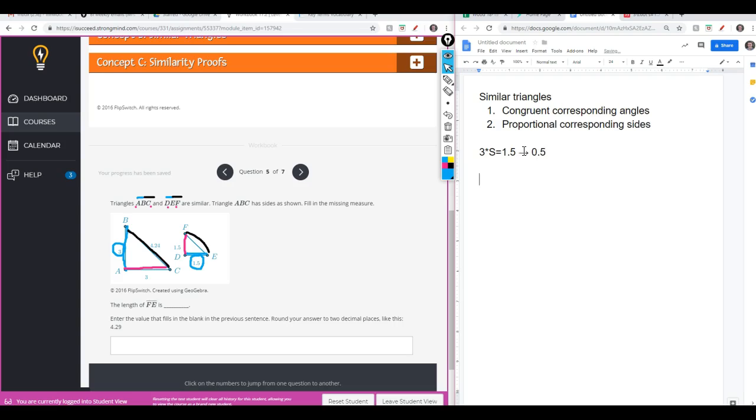So that means when we go to find out what the length of FE is, let's first identify its corresponding side length from the original triangle. So again, remember we went from large to this one. So we're going to go from this triangle to this triangle when we set up our equation as well. So we know that 4.24 is being multiplied by our scale factor, and that's going to equal the length of FE.